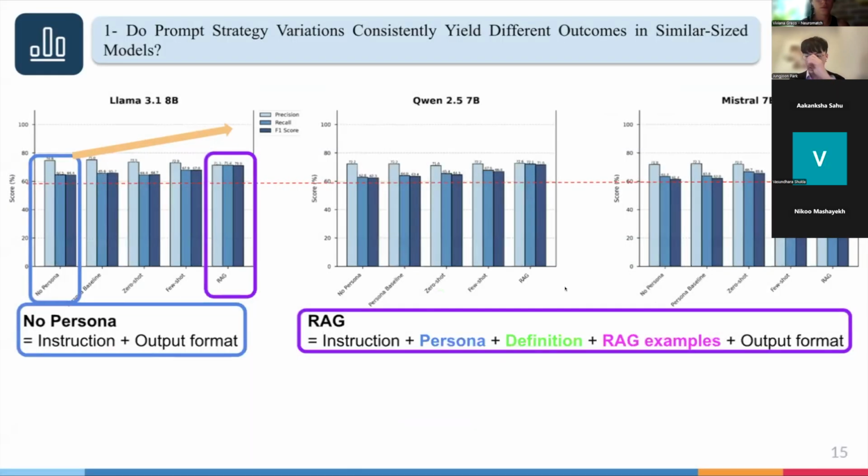So we further diversified our prompt strategies. On the far left, the newly added blue area is labeled no persona condition. Here, we just remove the persona instructions, such as you are an emotion recognition expert, from our baseline prompt. So that information is removed.